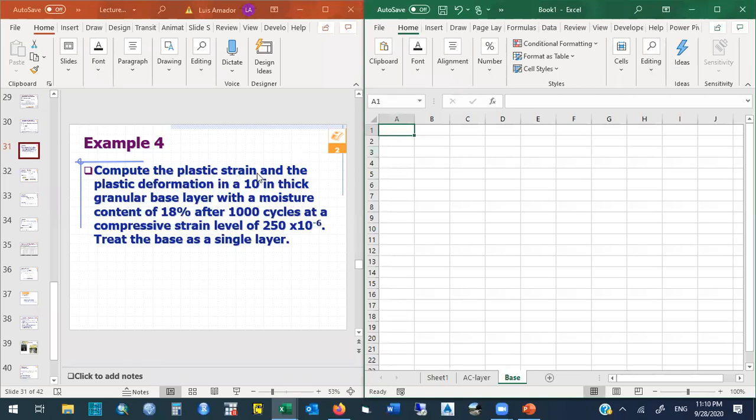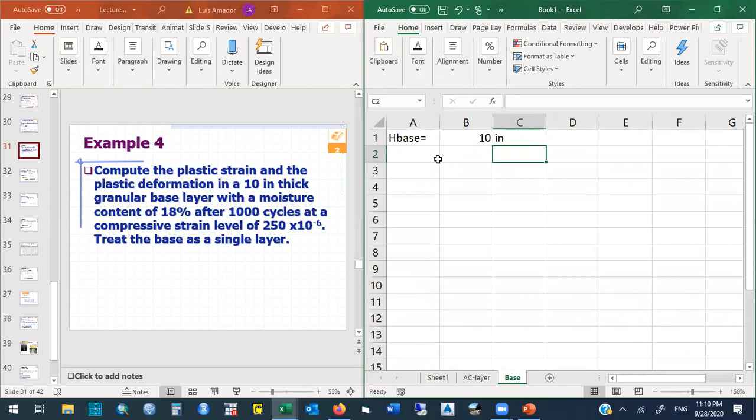So we're gonna compute plastic strain and deformation in a 10 inches thick granular base. We're gonna assume that this was our asphalt layer and now we're working on the base. The thickness of the base is gonna be 10 inches. The water content is gonna be assumed constant and fixed at 18%. That is not true.